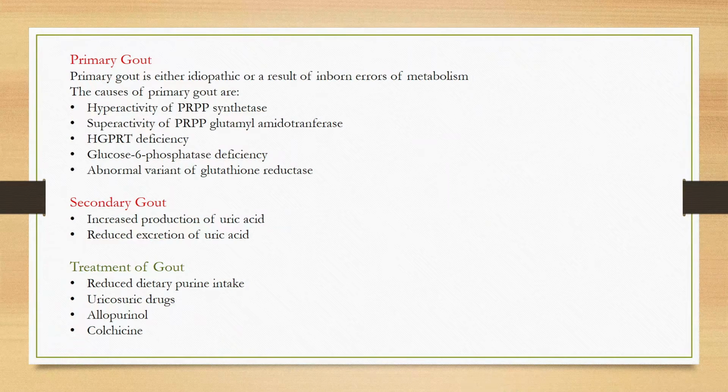Another is the glucose 6 phosphatase deficiency. The condition is also called type 1 glycogen storage disease or von Gierke's disease, in which glucose 6 phosphate cannot be converted to glucose due to deficiency of the enzyme glucose 6 phosphatase. This increases the availability of glucose 6 phosphate to the HMP shunt pathway, resulting in excess formation of ribose 5 phosphate and PRPP, which in turn causes purine overproduction and hyperuricemia.